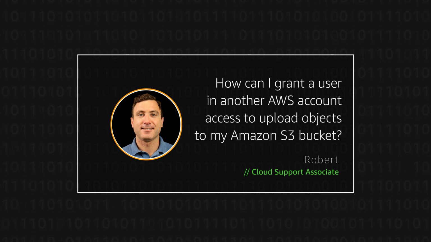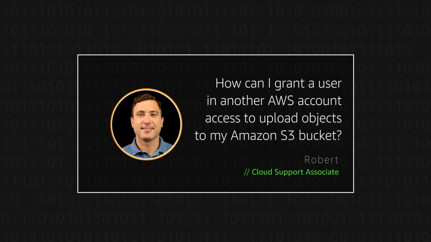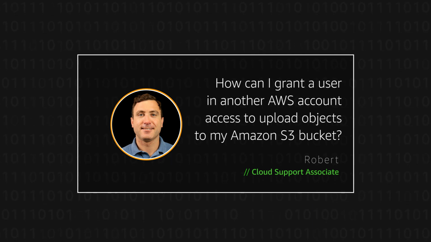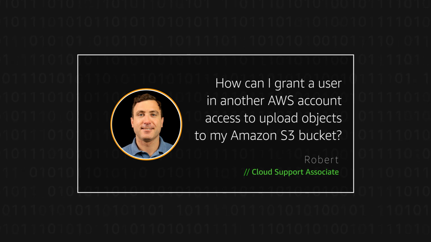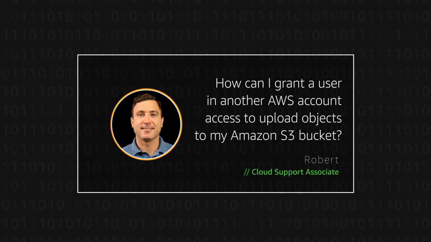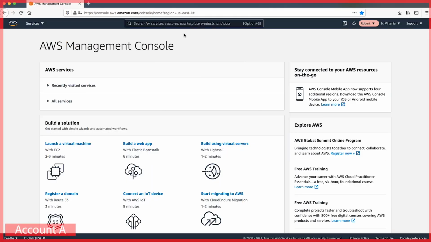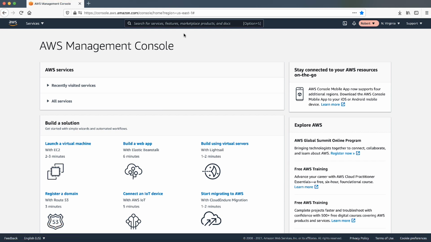Today, I'm going to show you how to grant an AWS Identity and Access Management user in another account access to your Amazon Simple Storage Service bucket so that user can upload objects to your Amazon S3 bucket. To do so, we'll add an IAM policy to the cross-account user and a bucket policy to your bucket. Let's get started. In this example, the cross-account user is in account A, and your S3 bucket is in account B.